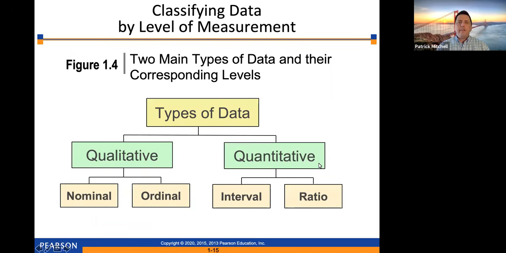All right. So you have your qualitative and your quantitative data. And we're going to break down qualitative and quantitative into a couple of smaller categories. Let's start with qualitative. Qualitative data can be either nominal or ordinal. And so let's talk about what that means.